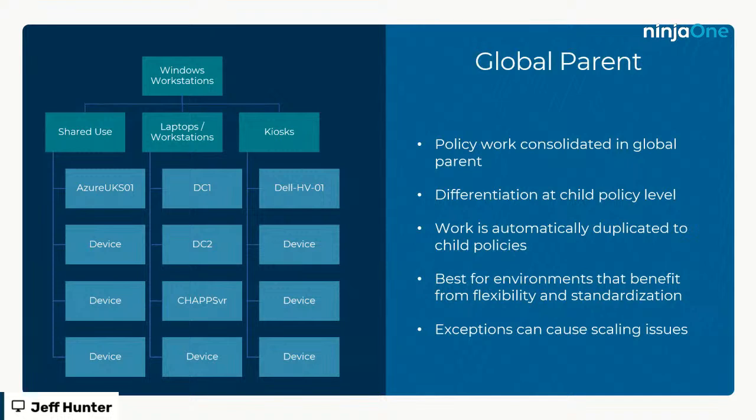So here is yet another potential option here, which is the global parent. We have our Windows workstation policy here, and then beneath that, we have our various device types. And so you can see here, we have shared use devices, laptops and workstations, and then kiosks. And so this is a good example of how you might have different device types that you want to treat differently than just your garden variety workstations and your garden variety servers.